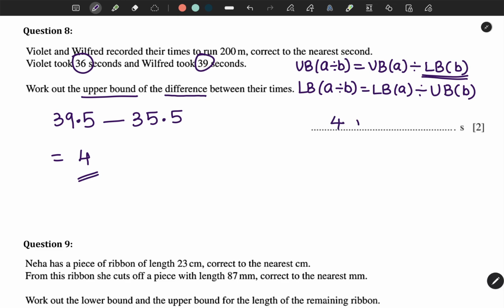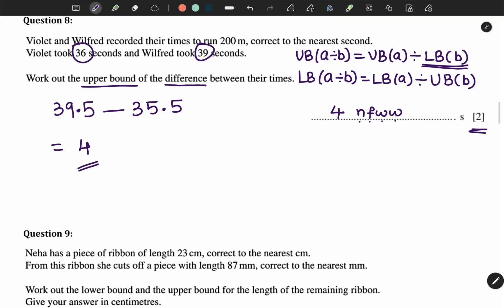If you see in the mark scheme, they always write something like NFWW. What does that mean? This means not from wrong working. So even if you get an answer which is 4 but with some wrong working, you won't be awarded this 2 mark. So keep this in mind whenever you are doing this type of questions.